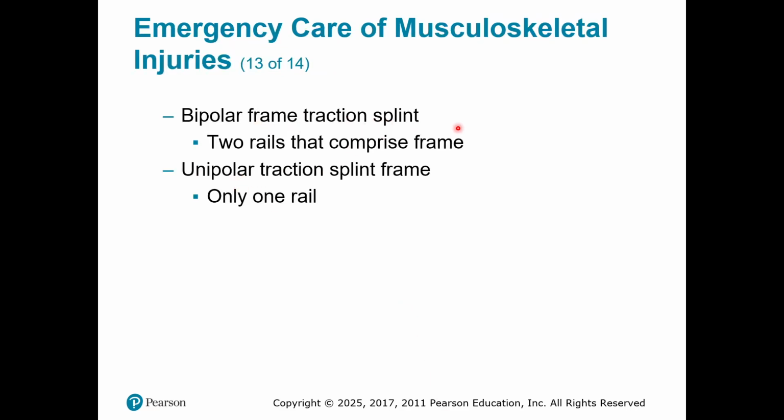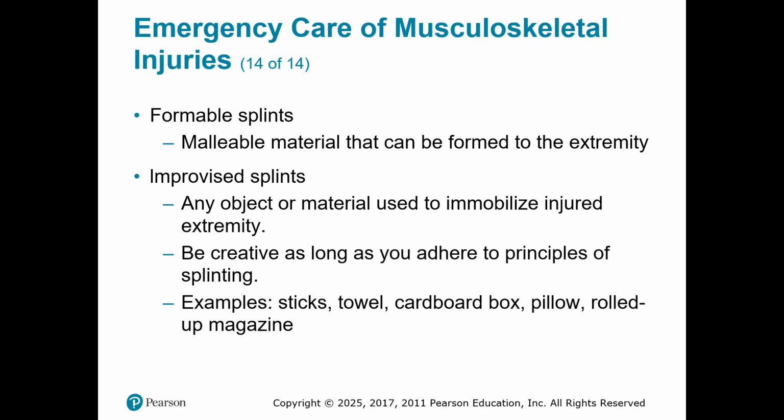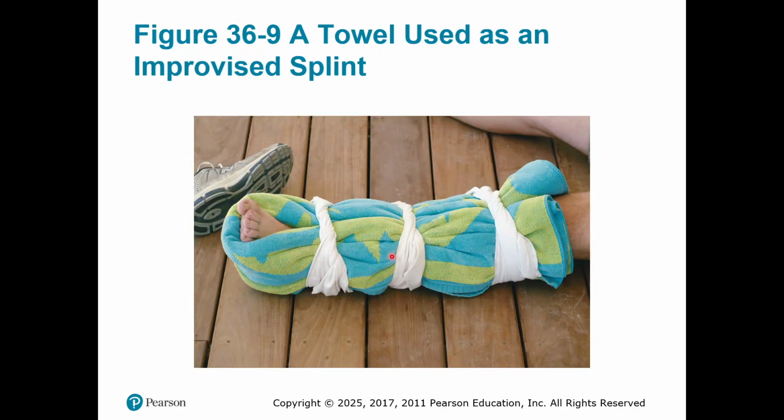There's the bipolar frame of the traction splint, meaning it has two poles, or two rails, is what I was trying to think of. And the unipolar traction splint is a device that only has one rail. Formable splints. They're malleable material that can be formed to the extremity. Improvised splint could be anything from a pillow to a cardboard box. Here's a towel that's been used as an improvised splint.